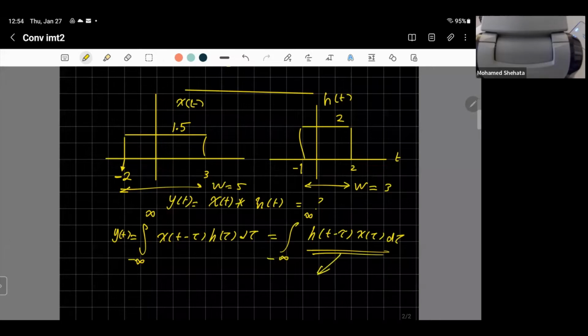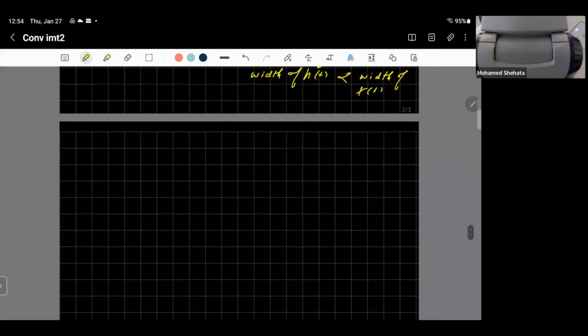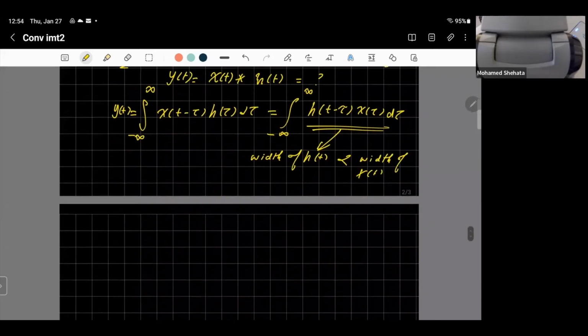Since it is shorter, I'm going to choose this expression. Why? Because the width of h(t) is smaller than the width of x(t). Good. So we want to find the expression of x(tau). It's easy.